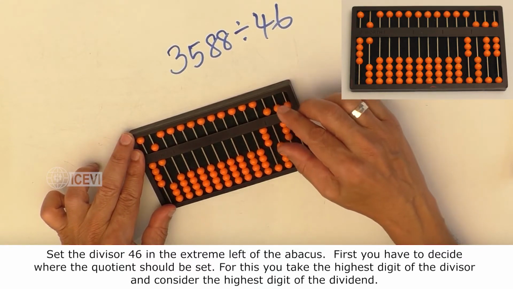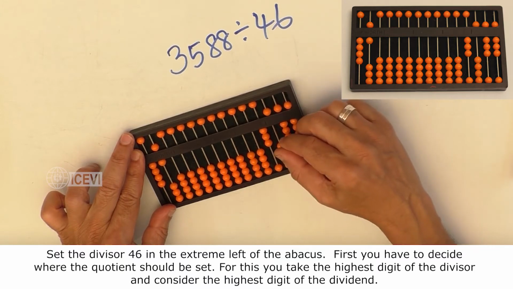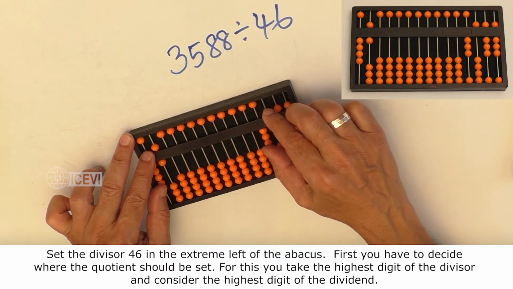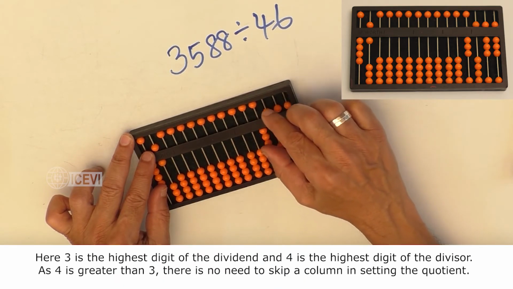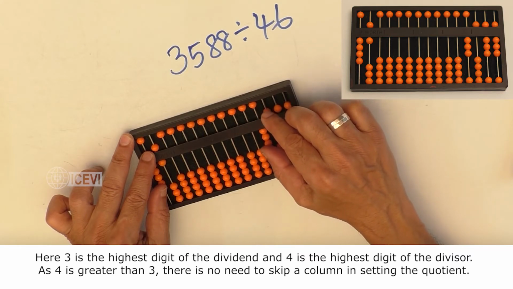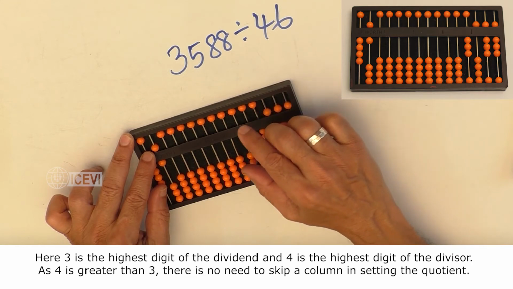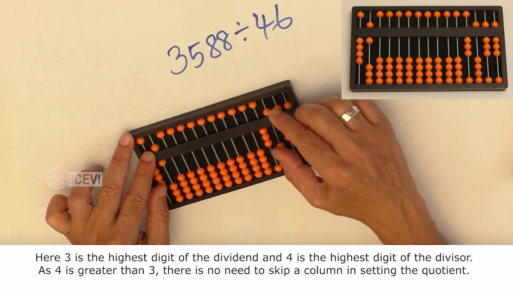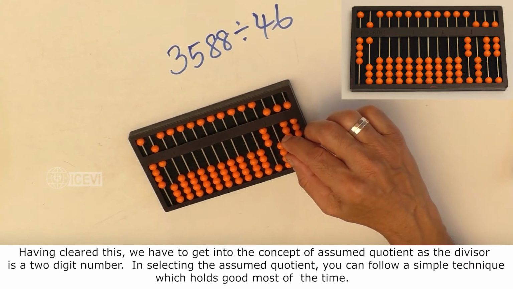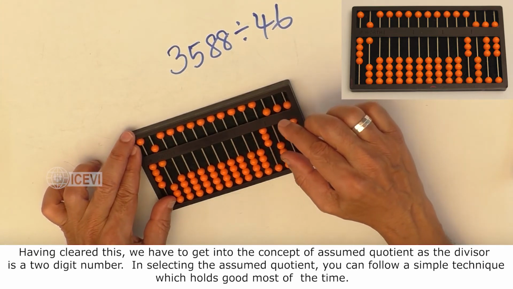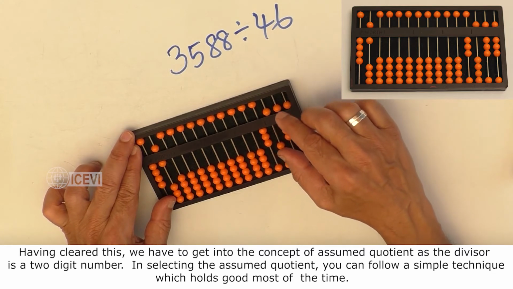First you have to decide where the quotient should be set. For this you take the highest digit of the divisor and consider the highest digit of the dividend. So here 3 is the highest digit of the dividend and 4 is the highest digit of the divisor. As 4 is greater than 3, there is no need to skip a column in setting the quotient. Having cleared this, we have to get into the concept of assumed quotient, as the divisor is a 2-digit number.